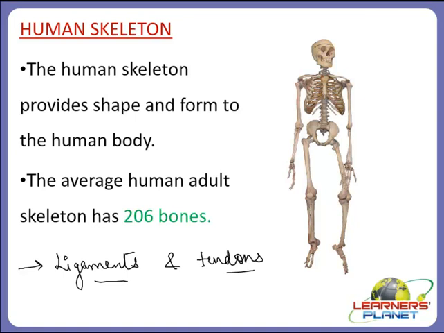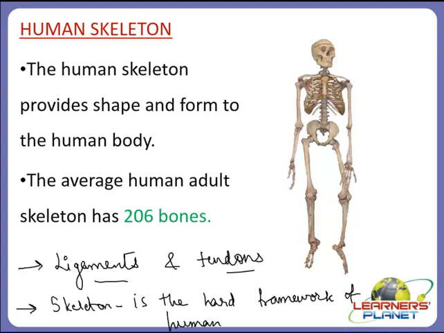So skeleton can be defined as the hard framework of the human body. How do we define skeleton? Yes, skeleton is the hard framework of the human body, around which the entire body is built. So almost all the hard parts of the human body are components of the human skeletal system.